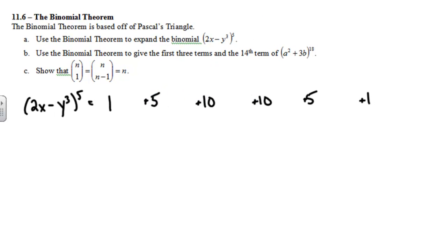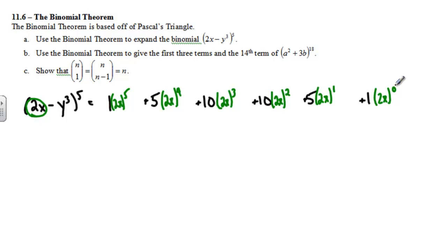Alright, the next thing I do is I grab the green marker and I circle the first term, which is 2x. And I'm going to start by saying 2x to the fifth, then 2x to the fourth, and then 2x to the third, and then 2x squared, 2x to the first, and 2x to the 0. So I take that first term, I start with the same exponent that I have right here, and then I work my way down. The second term is negative y cubed.